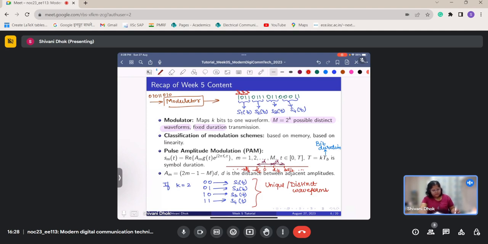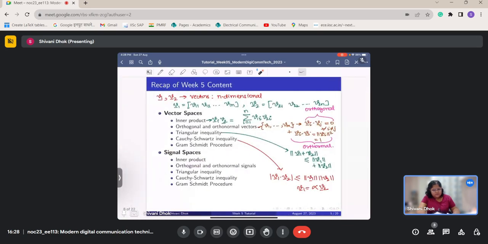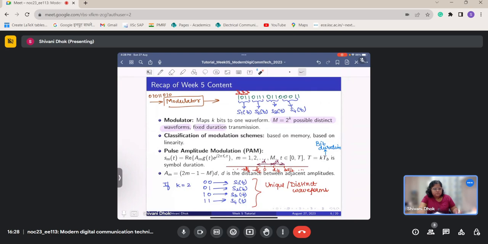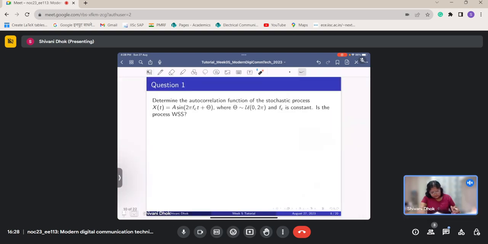So this was just an introduction to pulse amplitude modulation. We'll look over it in more detail in upcoming lectures in week 6. Any questions regarding the content of this week? If there are no questions, I'll go ahead with solving problems.